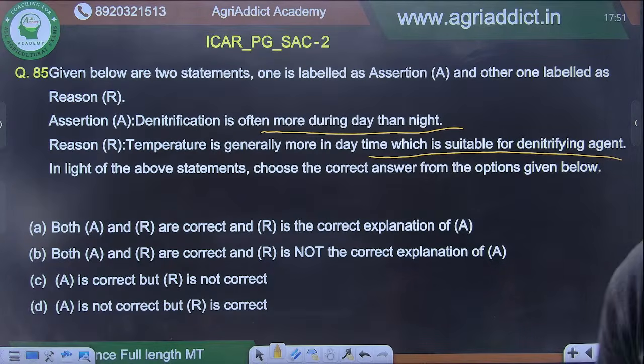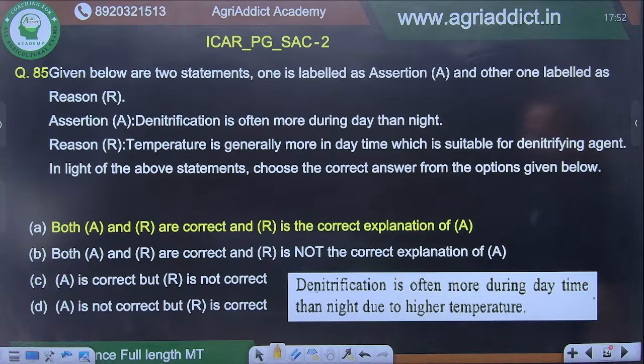Tell me, tell me quickly, tell me the answer. There is nothing in this one. There is nothing to think about, nothing to say. Just tell the answer and we'll move on. D: A is not correct but R is correct. Why is A not correct?